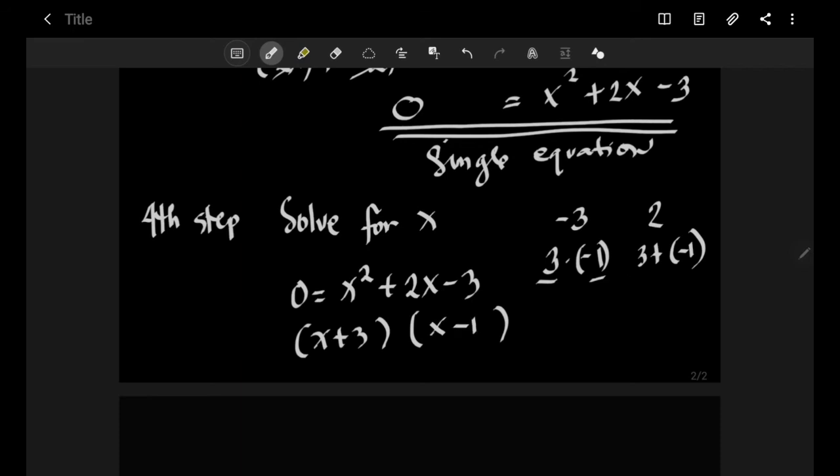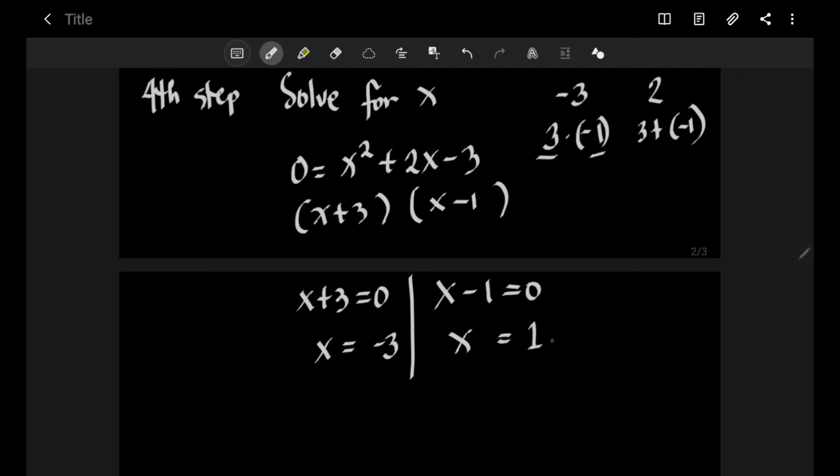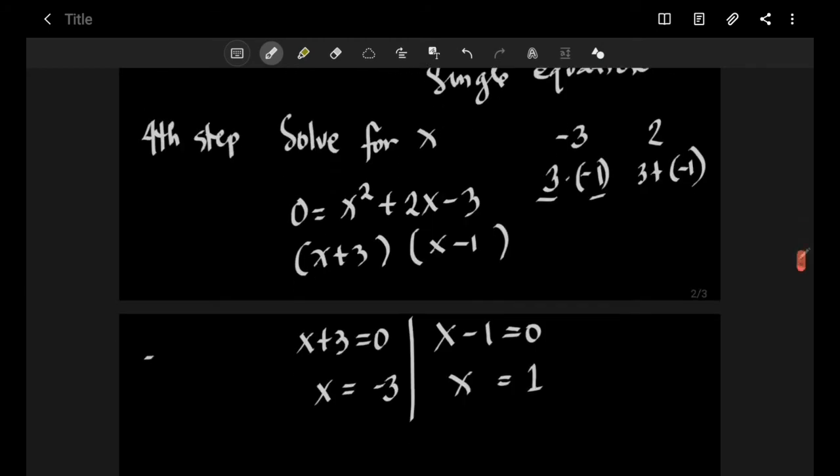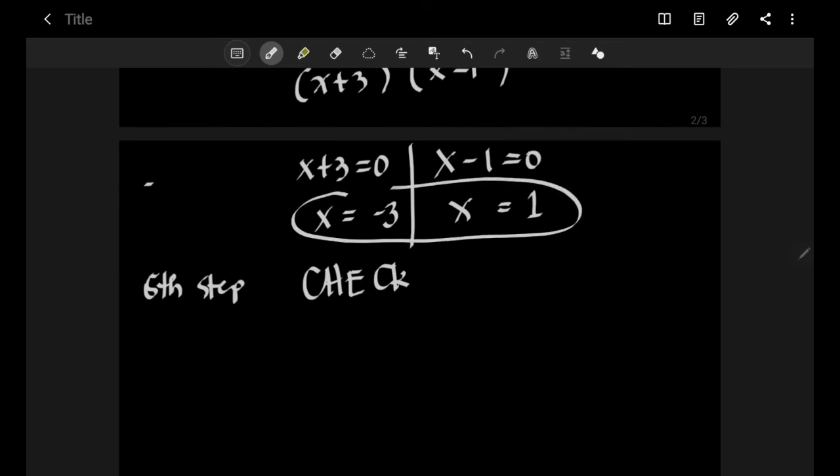Now, solve for x. So, we will have now x plus 3 is equals to 0 and x minus 1 is equals to 0. So, x will be negative 3 and x is positive 1. So, dalawa yung value ng x natin. Now, we will proceed with the fifth step. We have to check. Ito yung ating tinatawag na solution. Okay, kung ano yung value ng x natin, yun yung tinatawag nating solution of the equation.